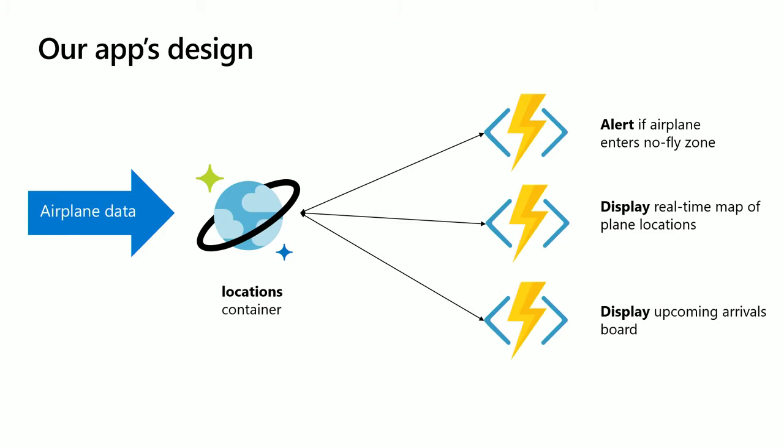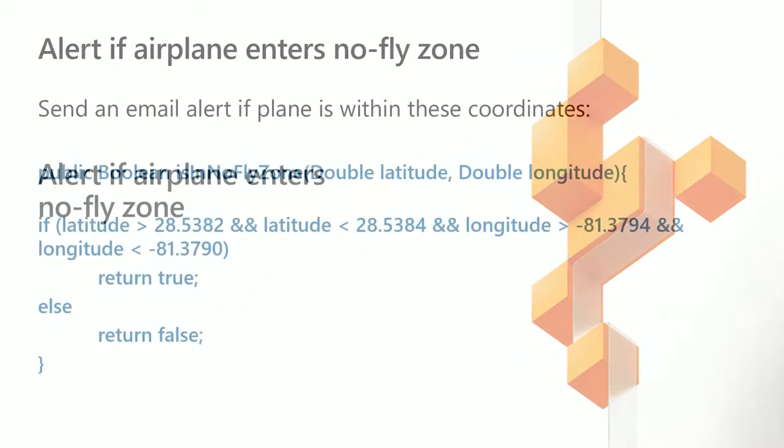You're going to be ingesting data into the locations container directly, and then have different microservices, which in this case are just going to be Azure Functions, subscribe to the Cosmos DB change feed to then each do a separate and independent small task. So the first one we'll focus on building today is the microservice which sends an alert if an airplane enters a no-fly zone.